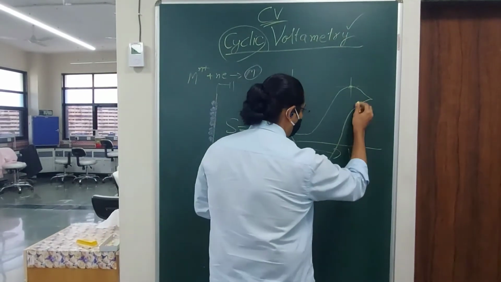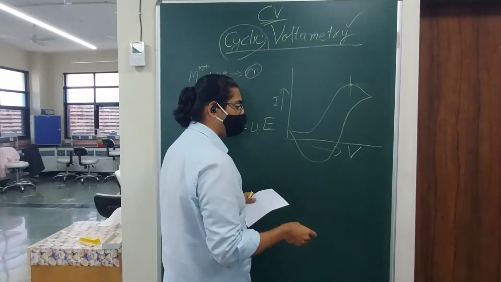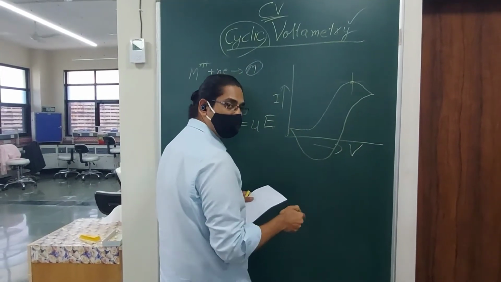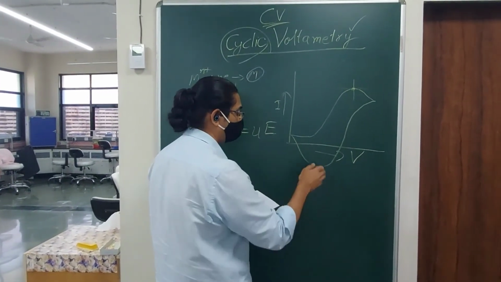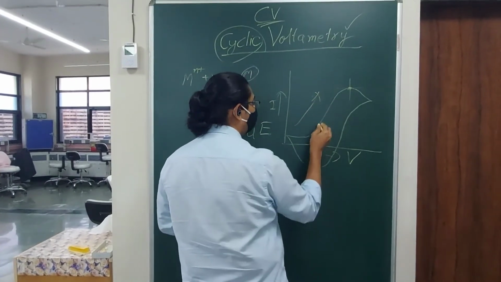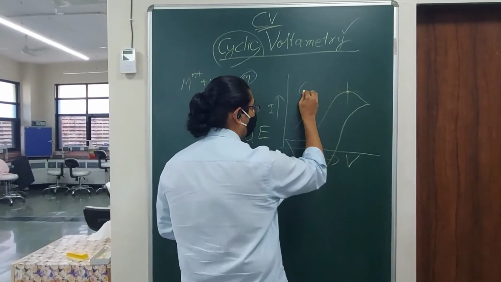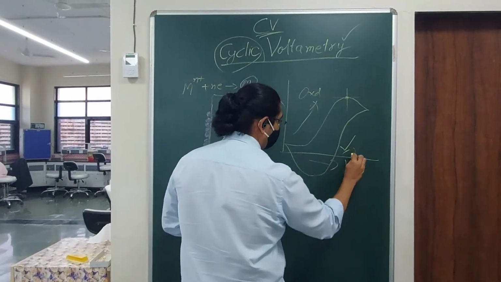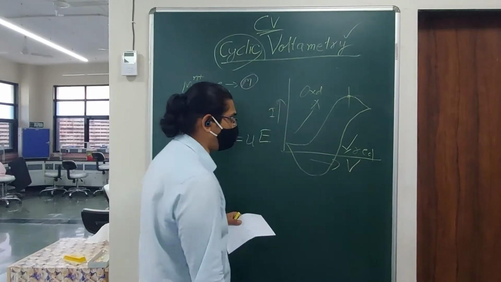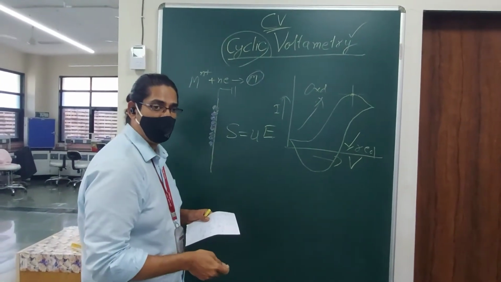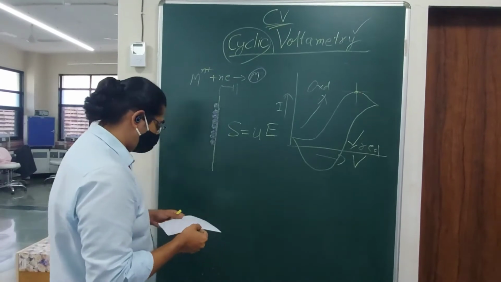And then when you reverse the voltage, your current also changes towards the reduction side. You say that going up is oxidation, and if it's coming down, it's reduction. That's easy to understand. That's the oxidation process, that's the reduction process, what's happening, right?